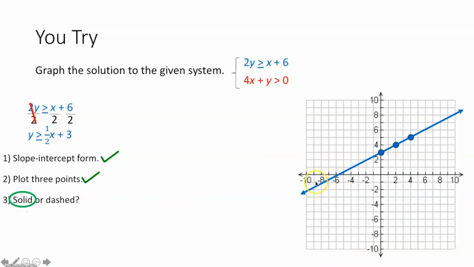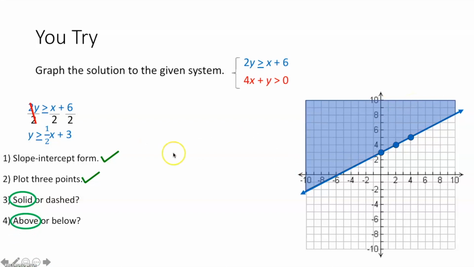This tells us that every point on this line would cause this inequality to be true if you were to plug in the x and the y. Next, are we going to shade above or below this line? Well, since the inequality symbol is eating the y, we want all the y values greater than this line, so we're going to shade above this given line.